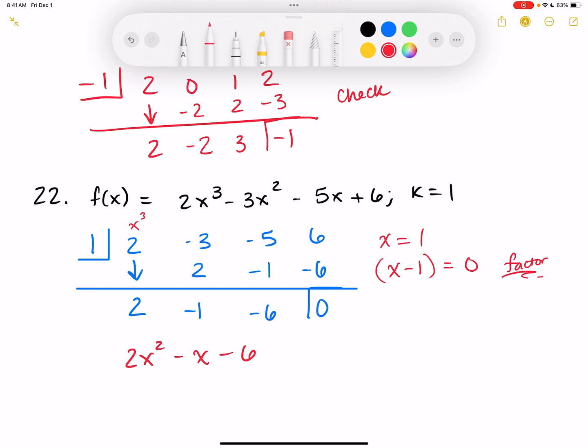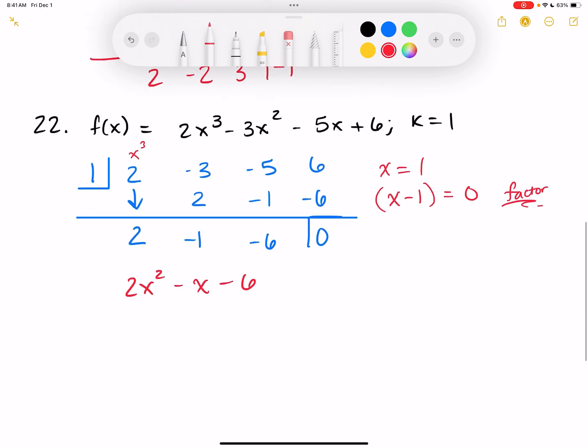Okay. So I need factors of, using the ARG method, negative 12 that give me negative 1 when I add them together. Anyone know what those factors might be? 4 and 3. Or 3 and negative 4. Yep. Negative 4 and 3, because when we add those together, we get negative 1. So I'm going to have 2x squared minus 4x plus 3x minus 6. So I had to rewrite the middle term.